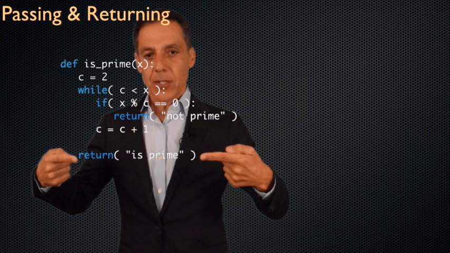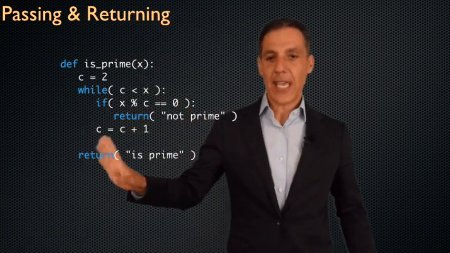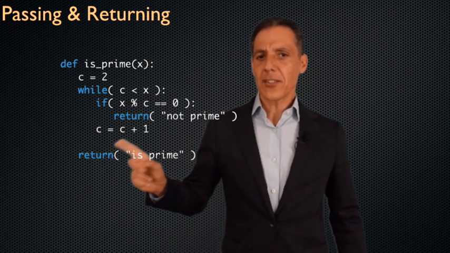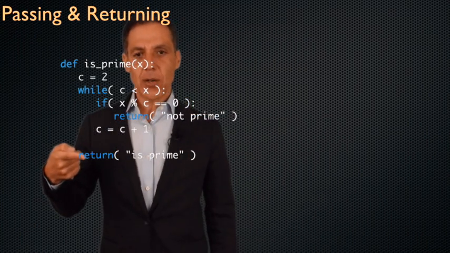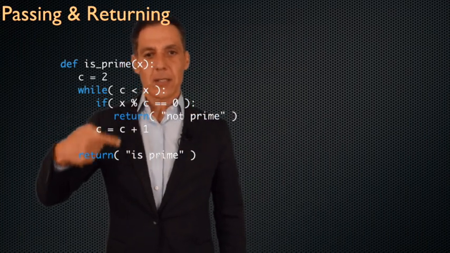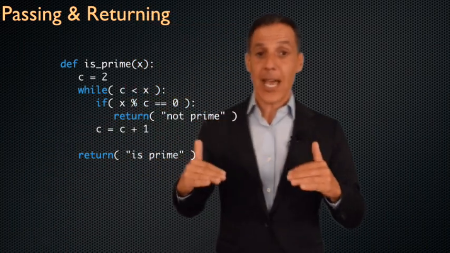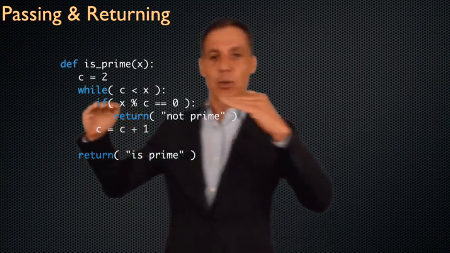Now, look at this line of code right here. This is a lone return statement, just hanging out. I'm not checking if c is equal to x. Why is that? How do I know that the number is prime if I get to this line of code? How do I know I cycled through this entire while loop? So remember before, I had to test. I had to say, what is the value of c? Did you get to that last value of the iteration?